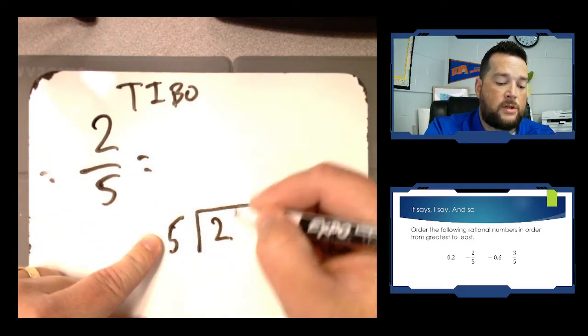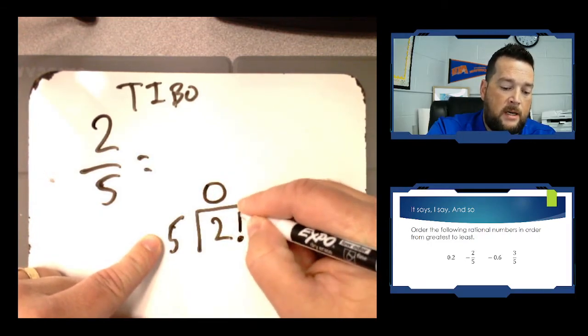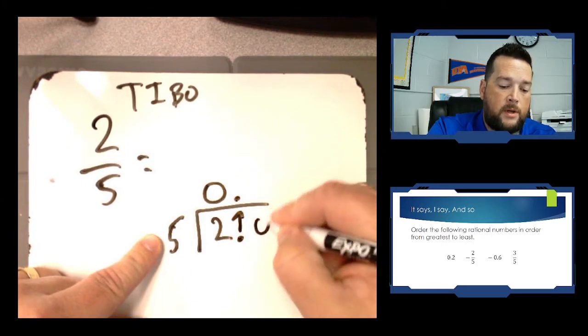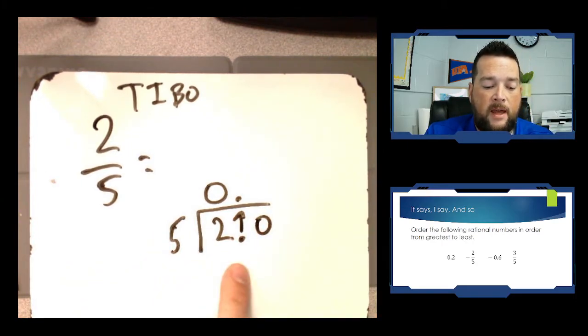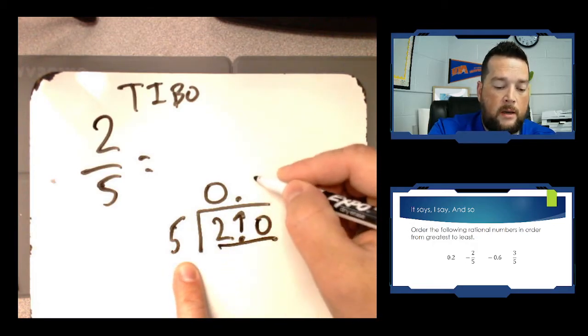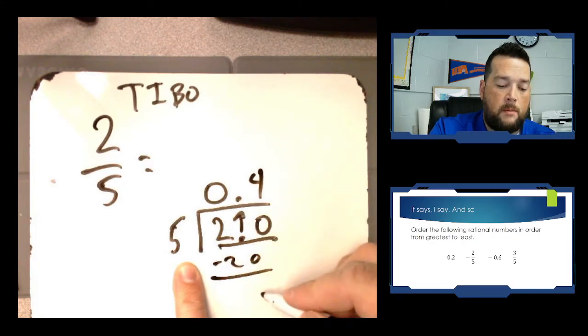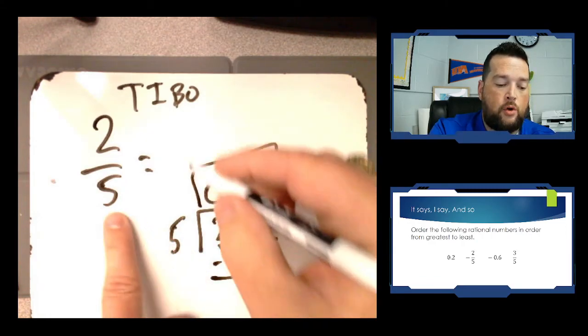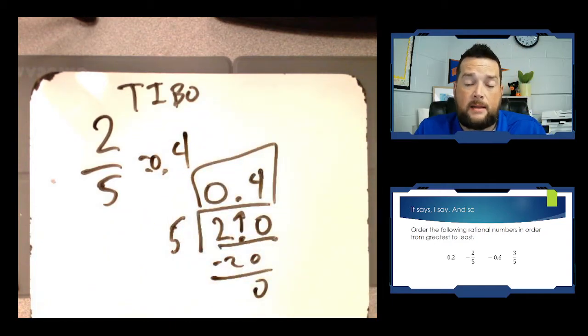Then 5 goes into 2 0 times. That should prompt us to take a decimal to the top and put a 0 after the decimal inside the bracket. Now we have a number that 5 can go into. 5 goes into 20 4 times. 4 times 5 is 20. 20 minus 20 is 0. So 2/5 is the same thing as 0.4 or 4/10.